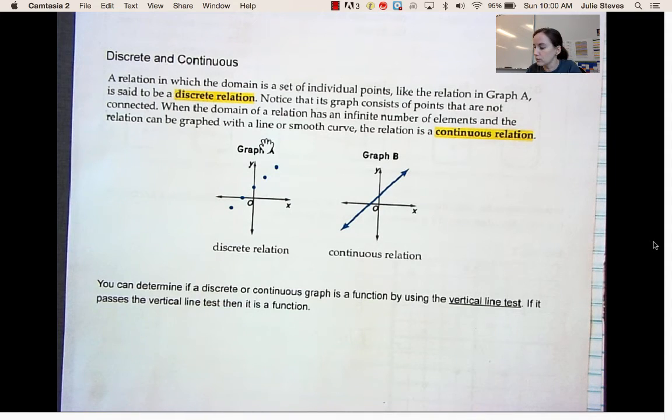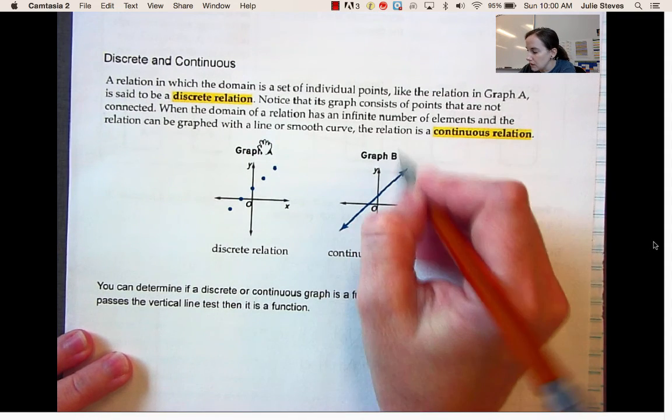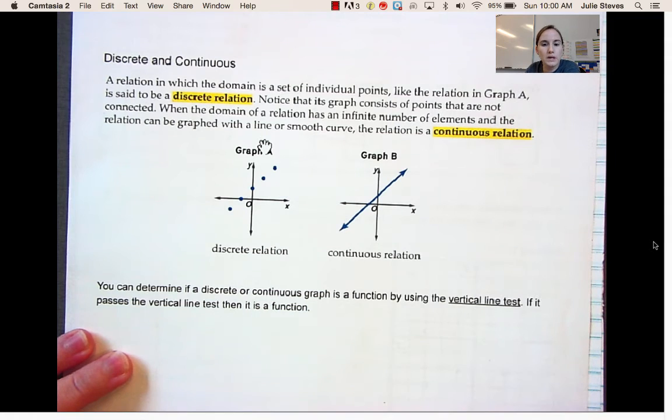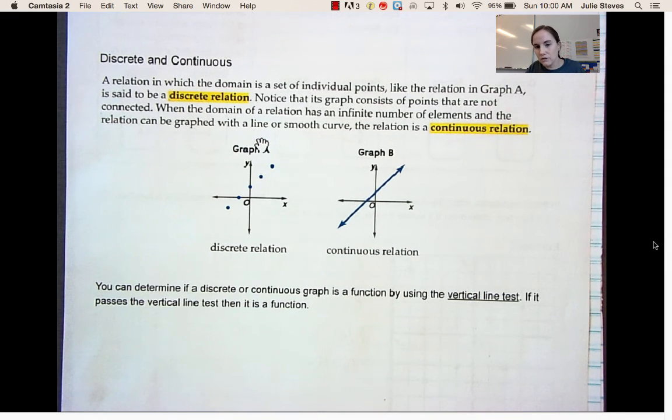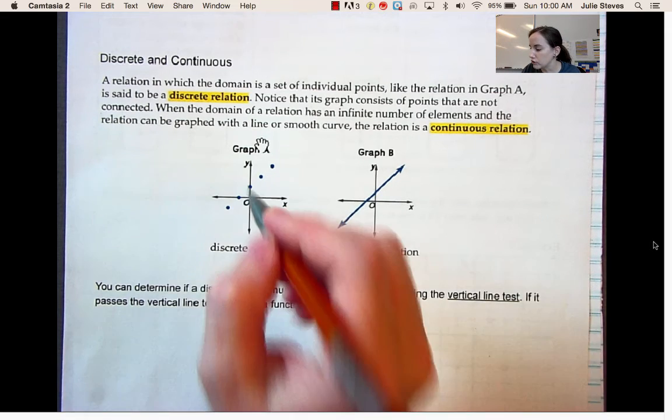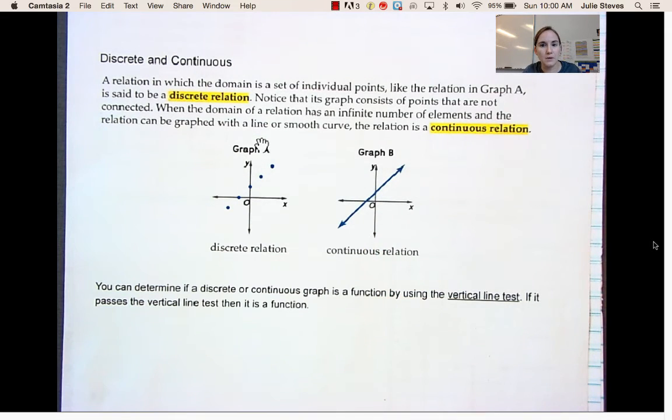So some examples here would be for graph B, a continuous relation would be if you are given an equation of a line or any other kind of curve, any other function that doesn't have breaks, but a graph of a line and you put in information, you can use any x values you want to try to figure out where the graph goes. For a discrete relation, think about if you're getting data from different places.